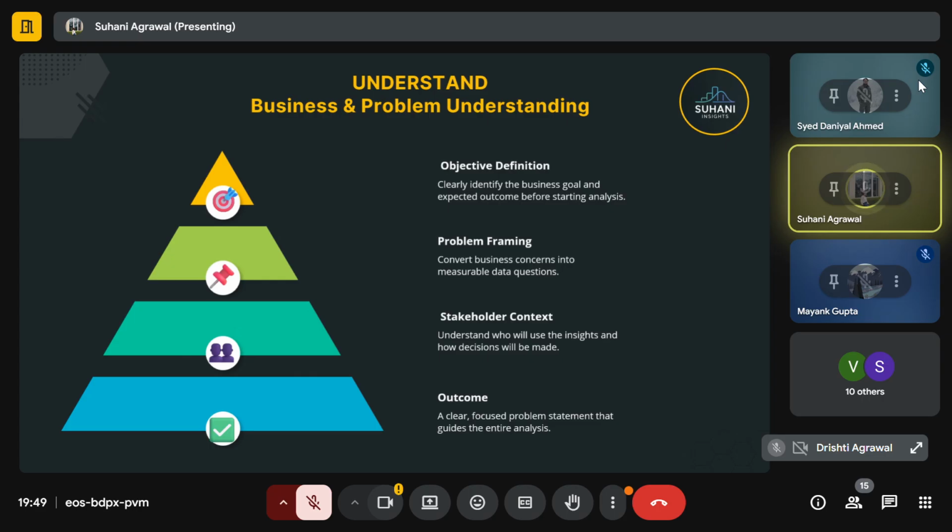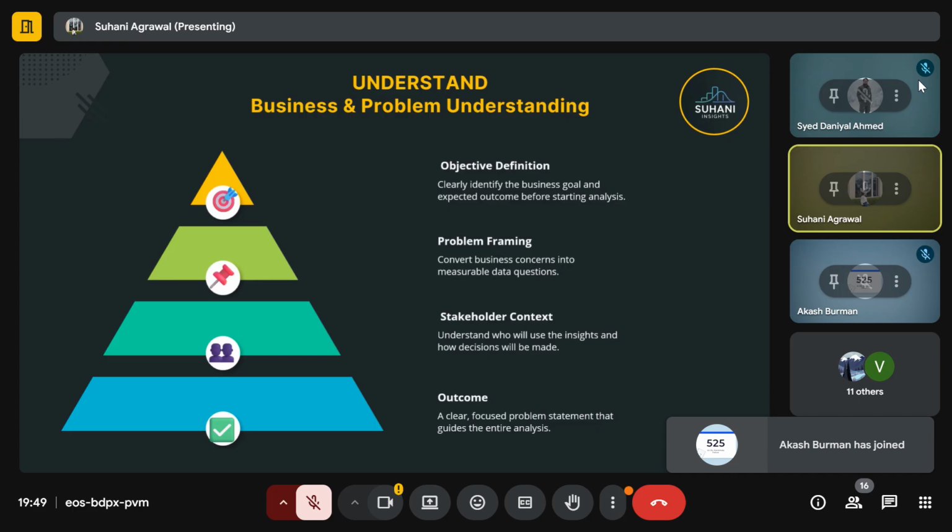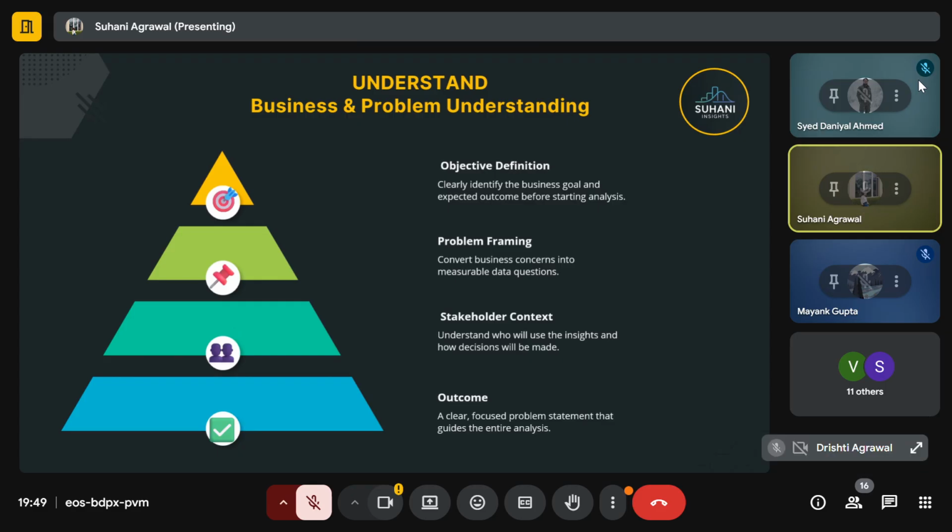Then next, we have to focus on the stakeholder. Just like we saw the story from the customer side for Spotify and from Spotify's side, the perspective changes. That's how we need to understand who will use these insights. Only on that should our decision be made. The outcome of this step will be a clear and focused problem statement. And if we get it now, 20% of our task is done.